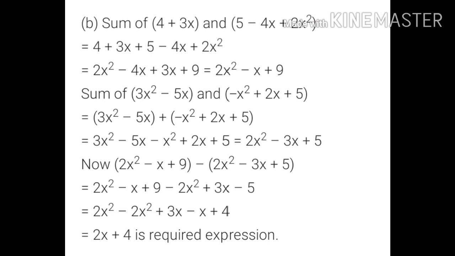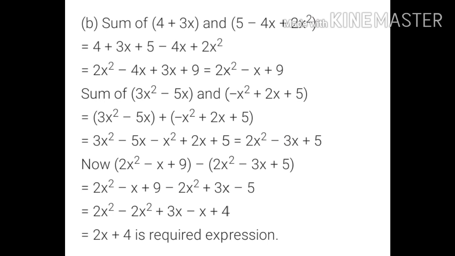Question number 4, B part. Now let's see the sum of 4x plus 3x and 5 minus 4x plus 2x square. So 2x square is the highest order of literal, so 2x square will be copied as it is, minus 4x plus 3x plus 9. Minus 4x plus 3x means minus x. So the sum will be 2x square minus x plus 9. Now the sum of 3x square minus 5x and minus x square plus 2x plus 5. So it will be 3x square minus 5x minus x square plus 2x plus 5. The second sum will be 2x square minus 3x plus 5.